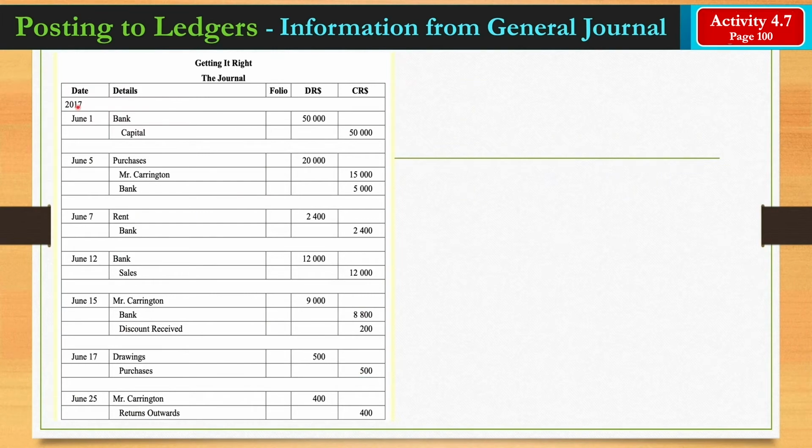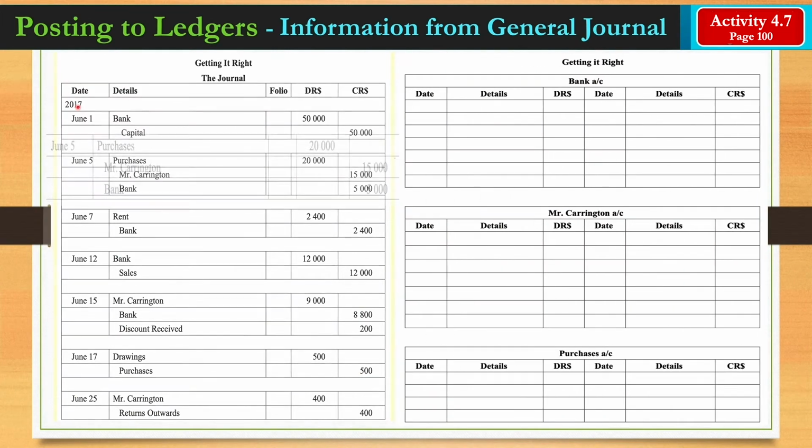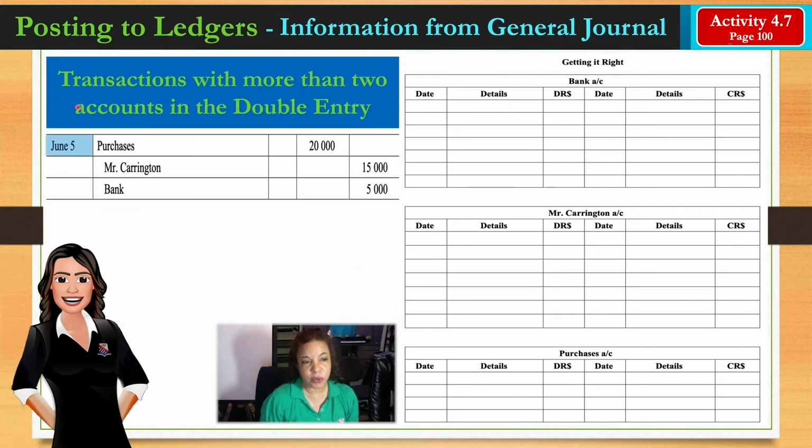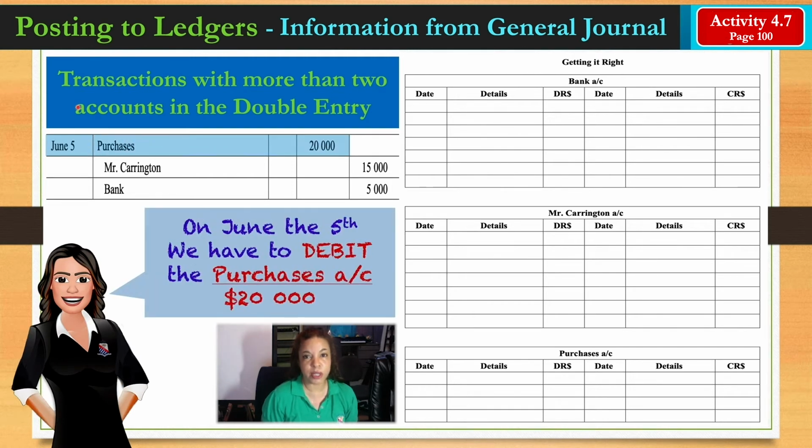So as I said, we are using June the 5th, with the three accounts. And what we are going to do, we're going to start with the purchases account. What we see in our instructions is we have to go to the purchases account and debit the purchases account $20,000. So you have to keep that in mind. That is your primary goal right now.